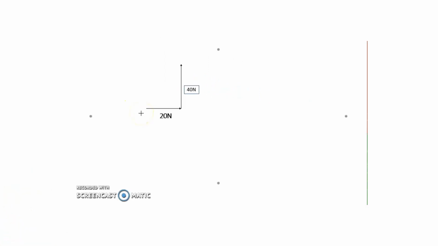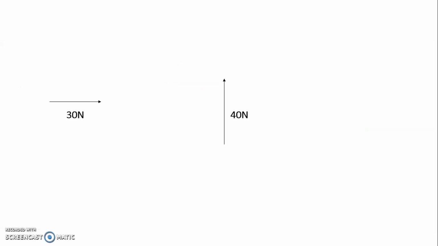If these two vectors are perpendicular, we can form a right-angled triangle. So this is a right-angled triangle which we have formed here. We have these other vectors. For the second example, the first vector is 30, second vector is 40. How do we join them up?